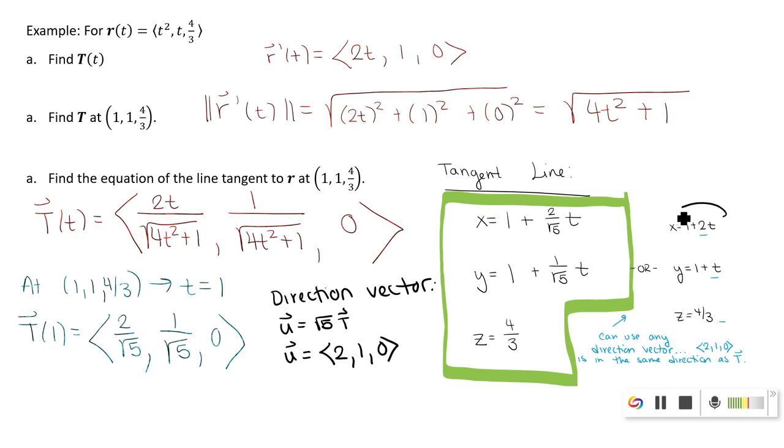And then your parametric equations would be x equals 1 plus 2t, y equals 1 plus t, and z equals 4/3 plus 0t, or just 4/3. Either of these answers are fine. It doesn't matter which one you use. I guess, though, if I was going to have to do more math with these parametric equations, I probably want to use the second form. Those numbers just look a little bit easier to work with, but it doesn't matter.